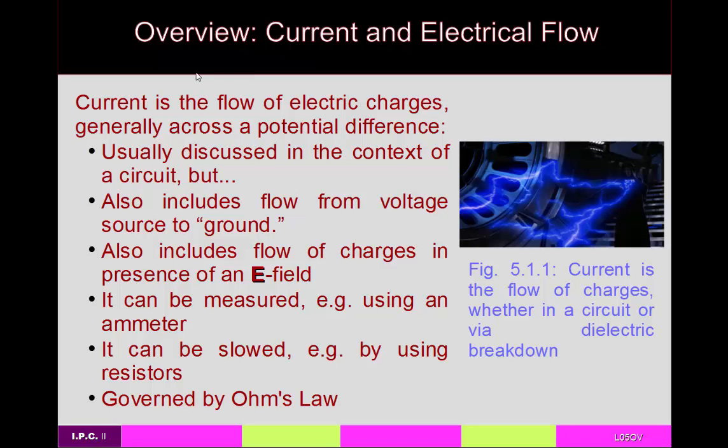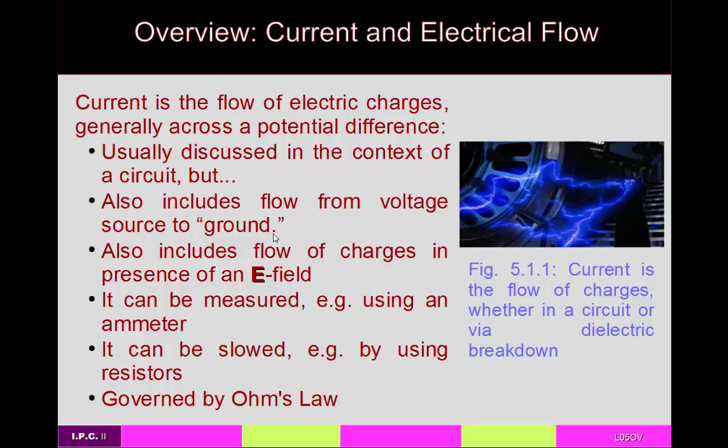Before we get into the topic of current, I wanted to give a little overview of all this. Basically, current is the flow of electrical charges, and generally this is taken across some potential difference. Usually we do this in the context of a circuit. For example, you have electrons and the positive charge carrier holes flowing in opposite directions along a wire. However, you can also get current as flow from a voltage source to ground.